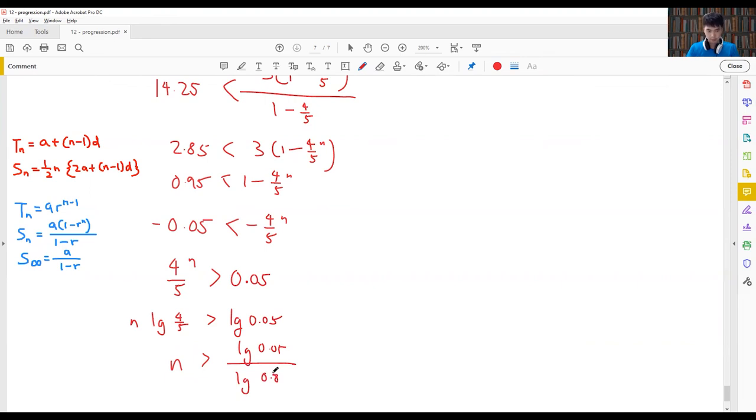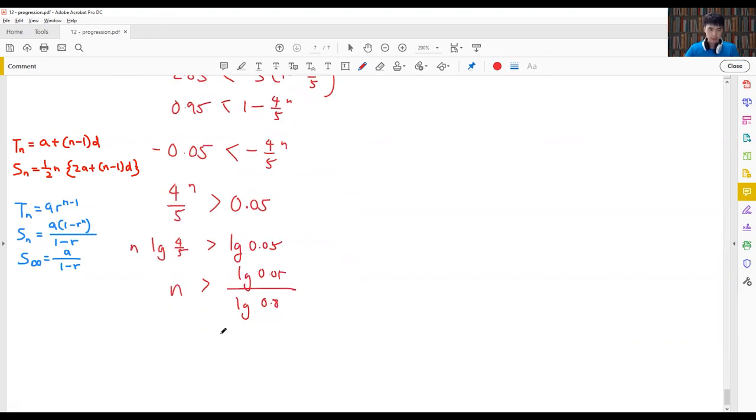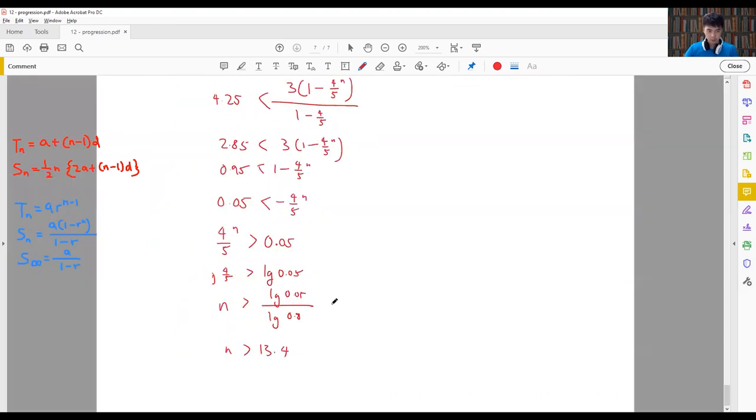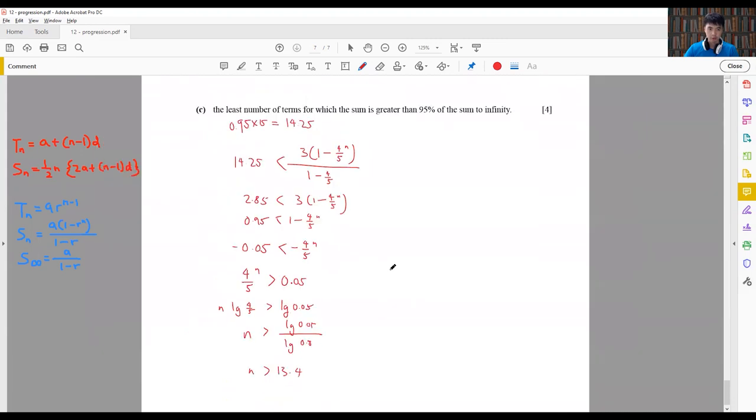Type that into the calculator, and we would have n needs to be greater than 13.4. In which case, if n has to be greater than 13.4, n has got to be at least 14 for it to be greater than 95% of the sum to infinity.